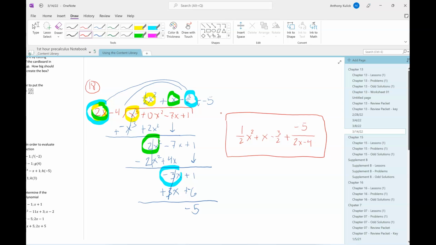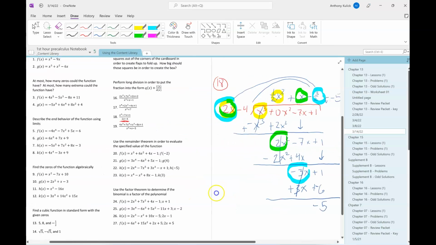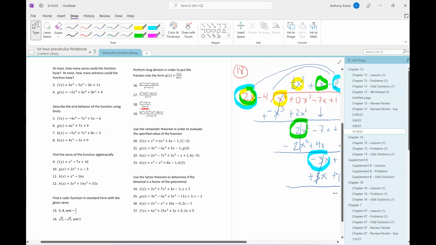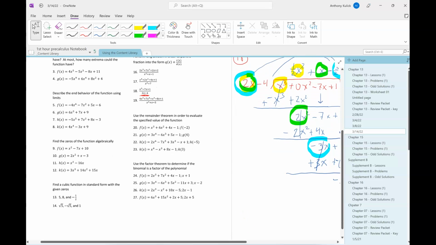Peyton? Sure. Let's see. So 10 asks us to find those zeros there algebraically. Okay.